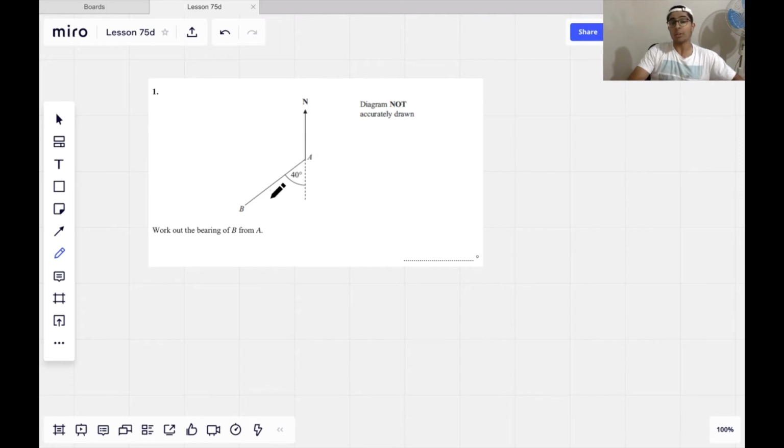So go ahead, pause the video, and try giving that an answer. So remember, bearings we have to get from true north. It's just the angle from true north. So we go clockwise, from here to here. So what angle is that? Well, we know this part here is just a straight line, so that's 180 degrees. So you go 180 degrees, and then you go an extra 40. So what is that? 220 degrees. So the bearing is just 220 degrees, and that's it. Bish bash bosh, job done.